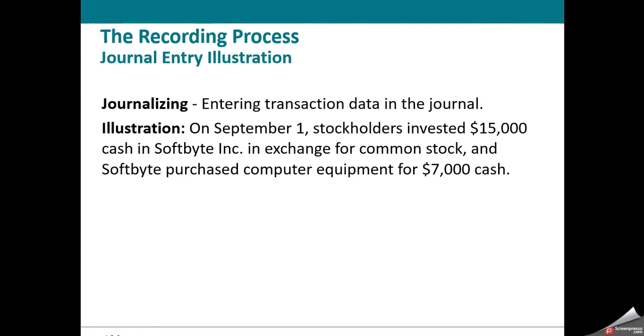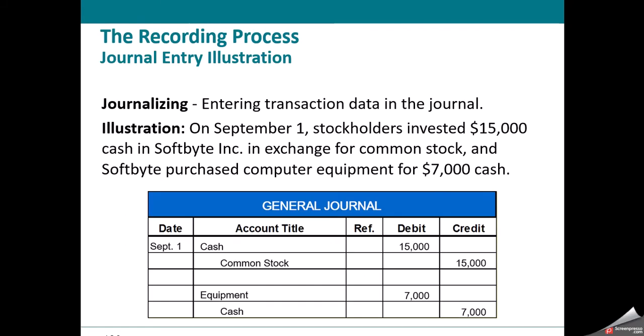So here's an example. On September 1st, the stockholders invested $15,000 cash into the company in exchange for common stock. And then the company uses some of that cash to buy some computers. So for our first transaction, the cash comes in, so we debit it for 15,000. We credit the common stock for 15,000 to represent the owner's investment in the company.